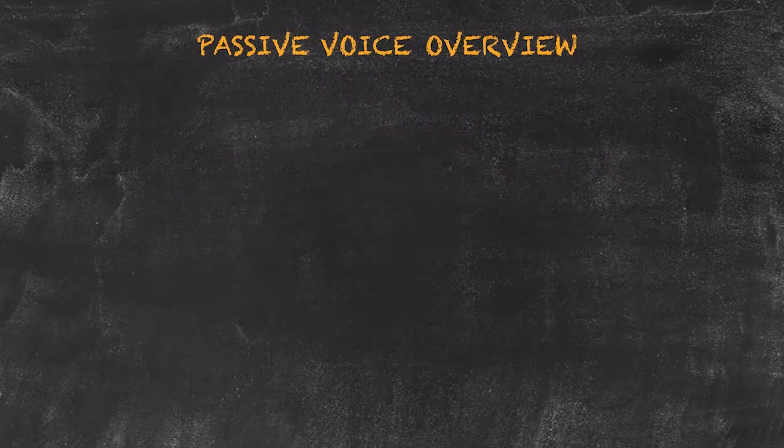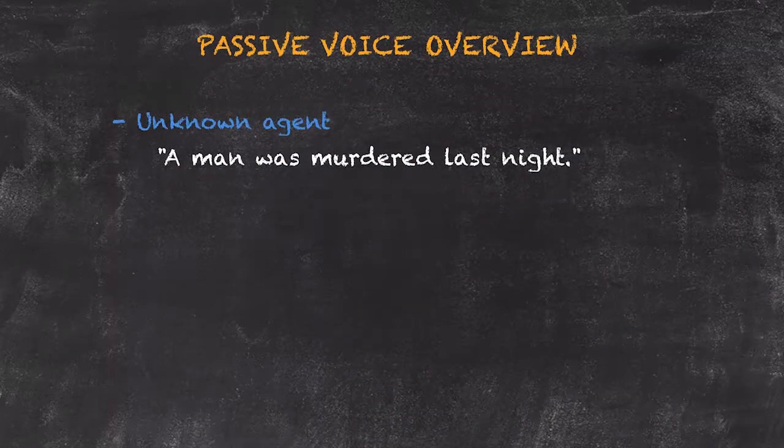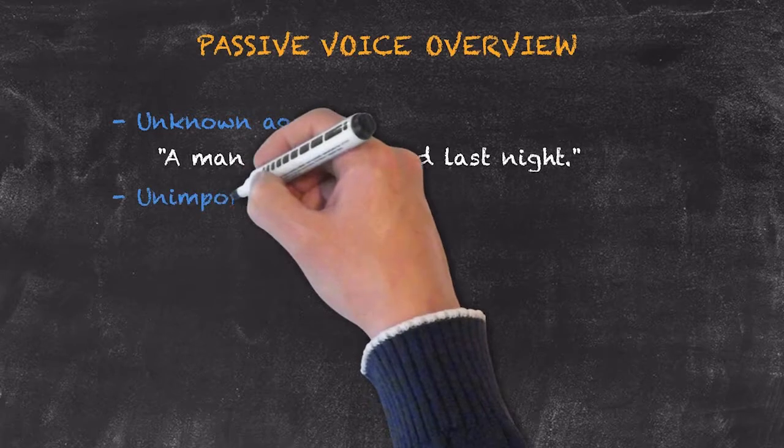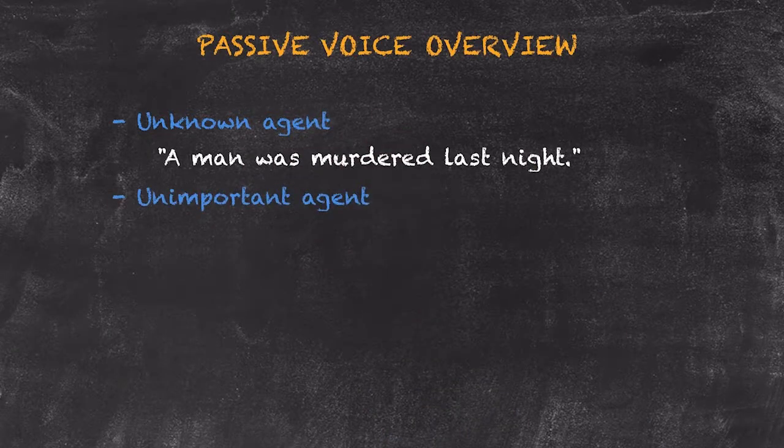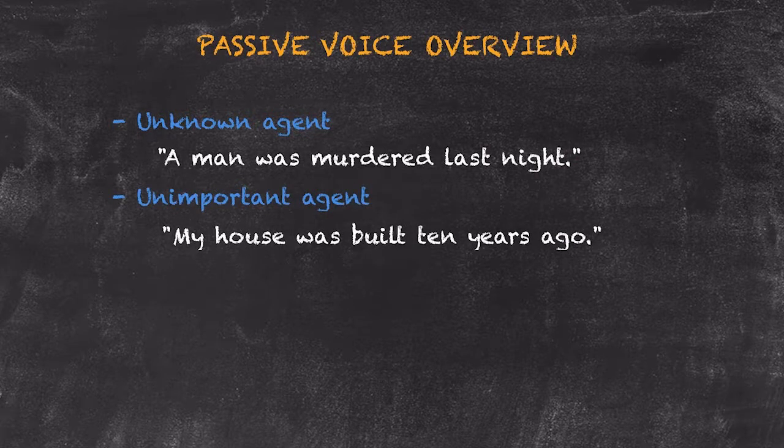The passive voice is particularly used when the doer of an action, or the subject of an action, is unknown. For example, a man was murdered last night. We don't know who committed the action. The passive is also used when the doer or subject of the action is not important. For example, my house was built 10 years ago. It's not important to the meaning of the sentence who built it.